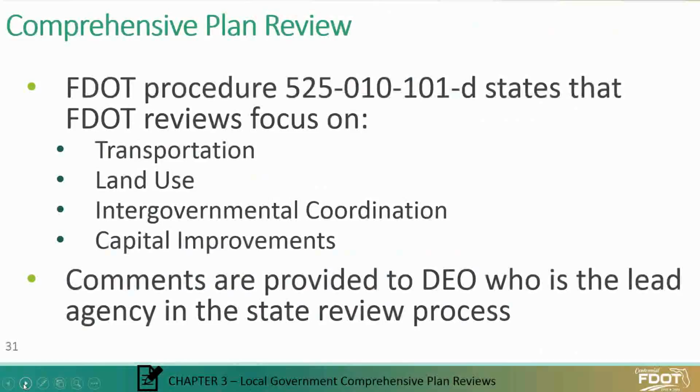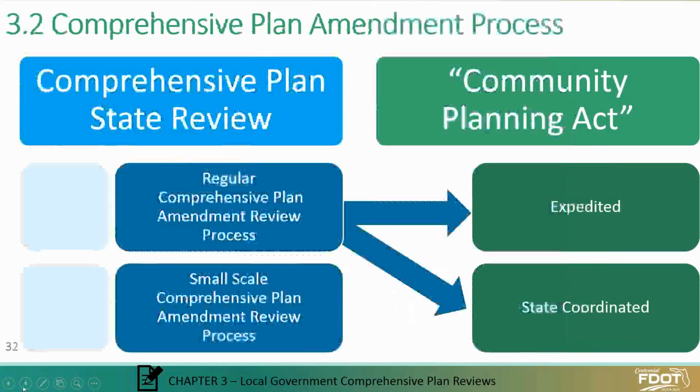Currently, this procedure is going through revisions to update it to the current growth management legislative changes that have been adopted. Section 3.2 of this handbook then goes into the comprehensive plan amendment process. Now, I've been using the word amendment pretty freely throughout this presentation so far. In order for a comprehensive plan to change, you have to amend the plan. Comprehensive plans were never meant to be static documents. In order for a comprehensive plan to be amended, you have to go through the comprehensive plan amendment process, which is a state review process for comprehensive plan amendments.